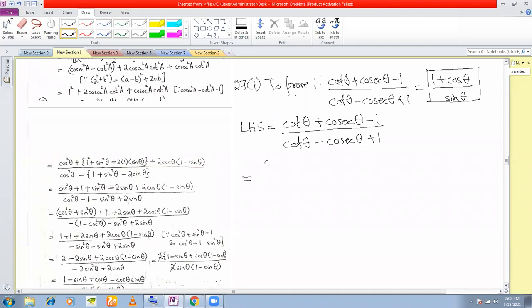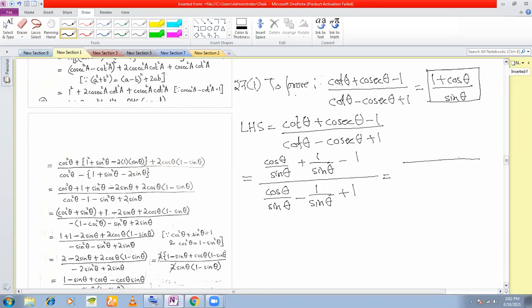We change cot to cos by sine, cosec to 1 by sine, again cot to cos by sine, plus 1. Fine. Now you take the LCM in the numerator and denominator.